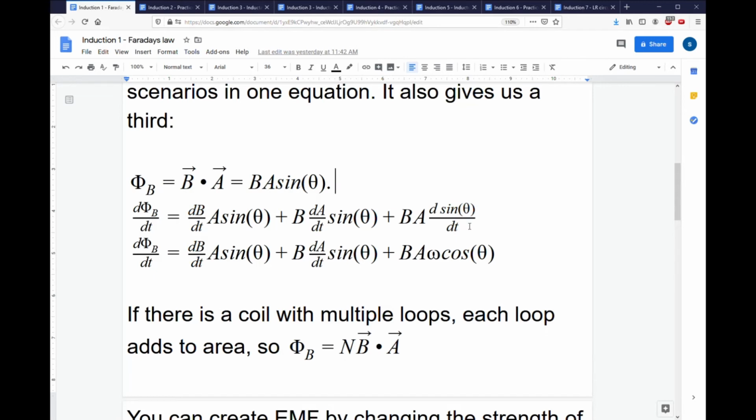One more thing, we're going to have to chain rule this now. Sine of theta is not explicitly a function of t, but if it were rotating at a constant angular rate omega, then we could say this derivative is omega times cosine of theta. Basically, what this means is that there are three ways we can create electromotive force. We can change the magnitude of the magnetic field. We can change the area, or we can change the alignment of the magnetic field and the area.